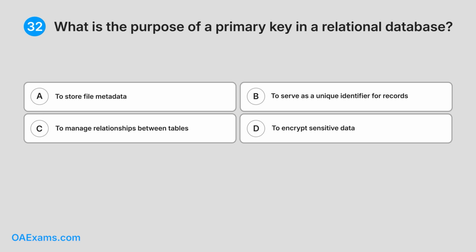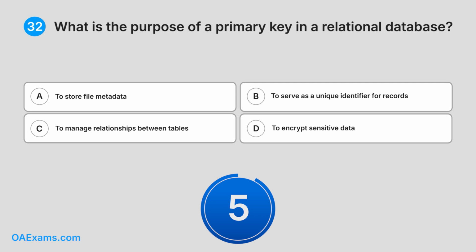32. What is the purpose of a primary key in a relational database? A. To store file metadata. B. To serve as a unique identifier for records. C. To manage relationships between tables. D. To encrypt sensitive data. What do you think is the answer?